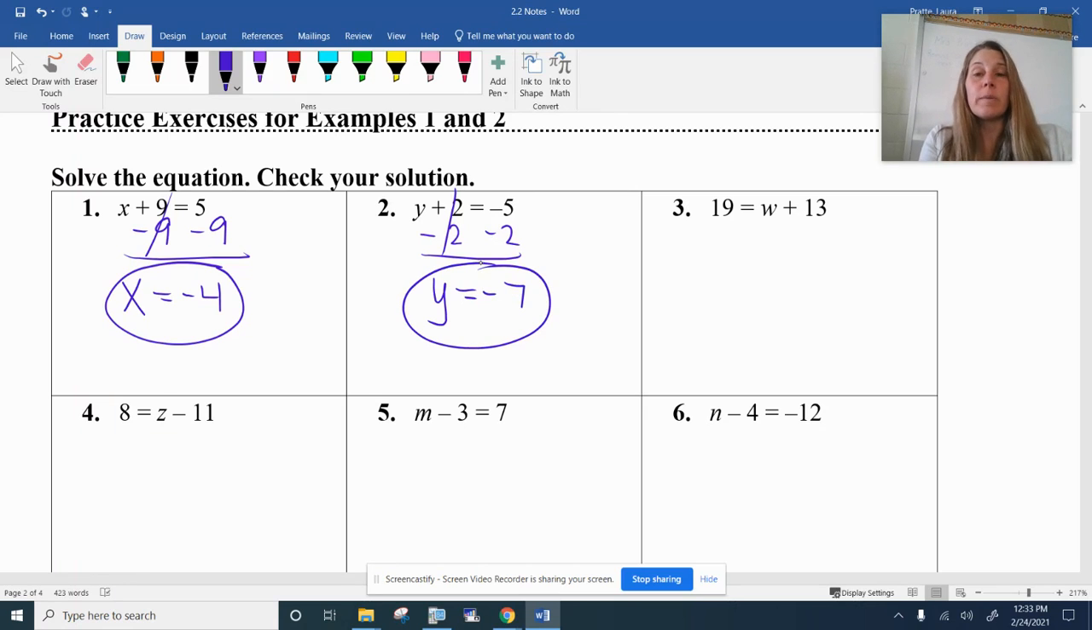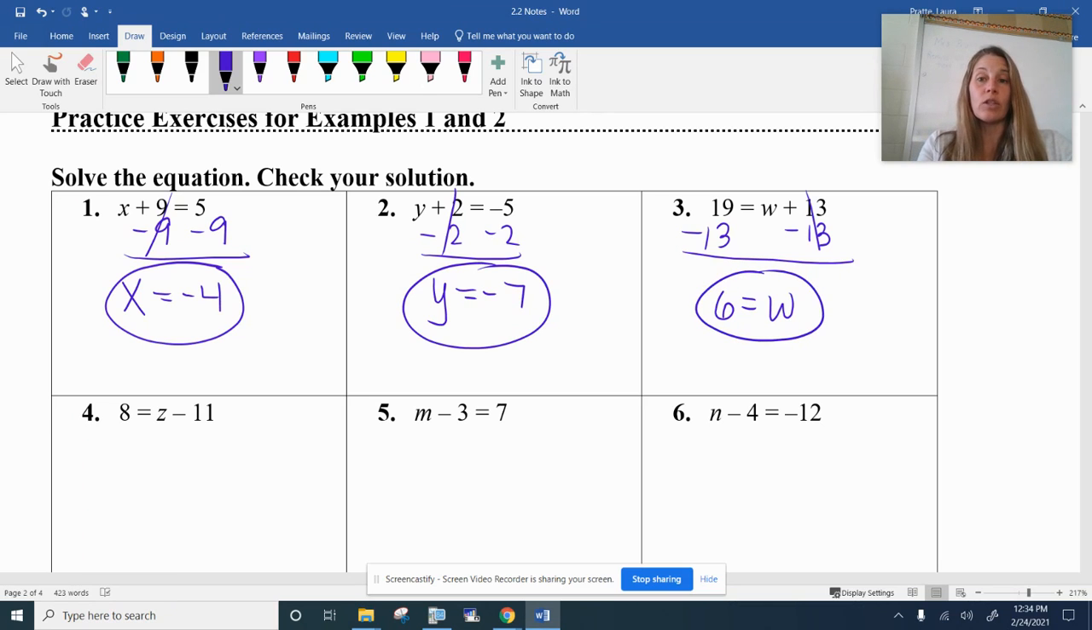And then over here, just because the variable's on the right, we still want to get the variable by itself. So we're going to subtract the 13. And then we're left with w equals 6. Now, it doesn't matter which side of the equation the variable is on, which side the answer is on. So if you prefer to write it in this order, that's fine.